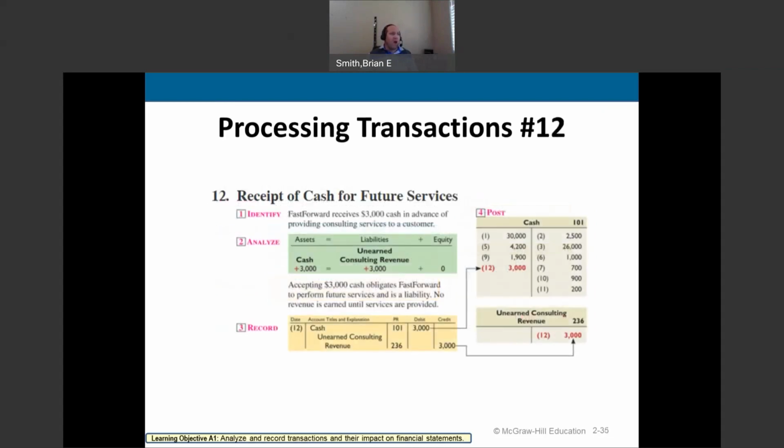Okay? Receipt of, they're throwing in a new one for us. All right, receipt of cash for future services. So let's say that we received money that we haven't done yet for the work we haven't done. So we're going to get $3,000 cash. That's going to go up.